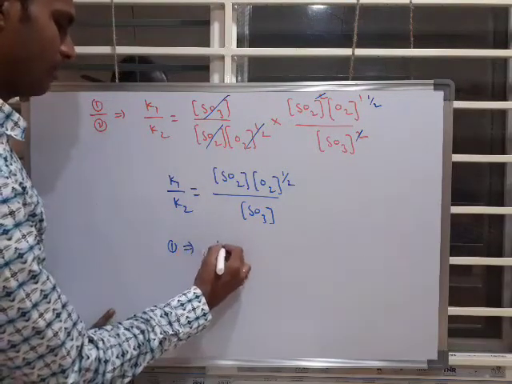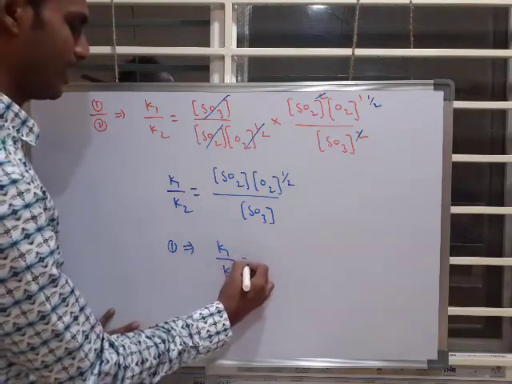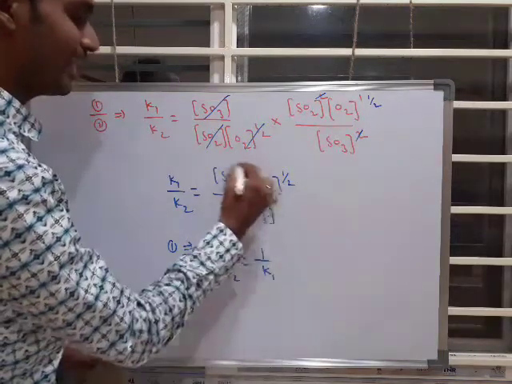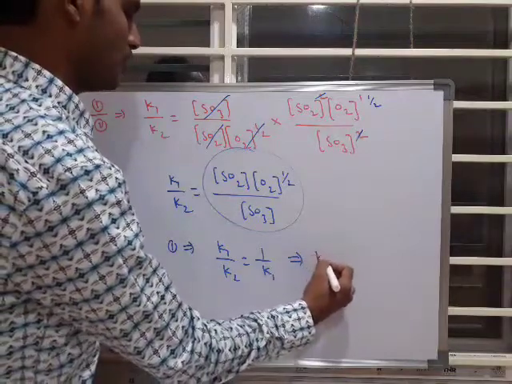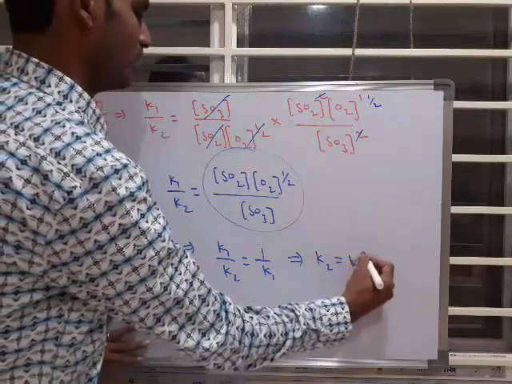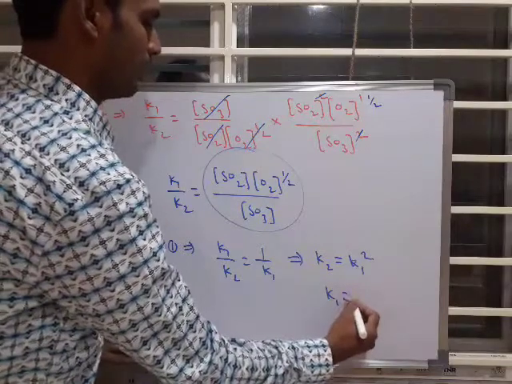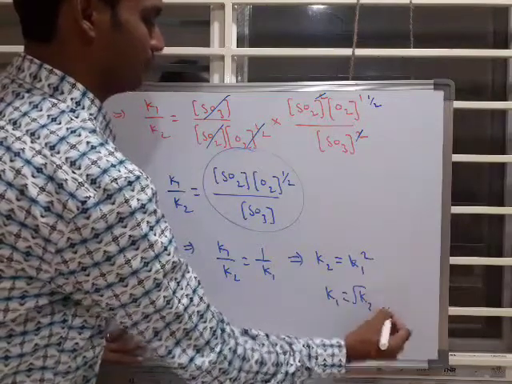So equation 1 implies we can write k1 by k2 is equal to 1 by k1, this whole value is exactly the reciprocal of 1 by k1. So that's why you got k2 is equal to k1 square, or k1 is equal to root k2.